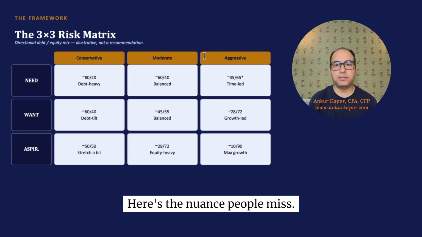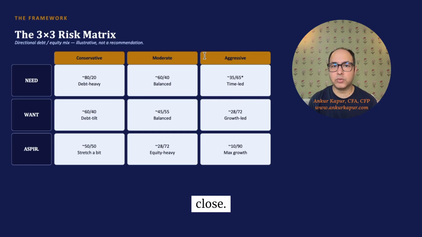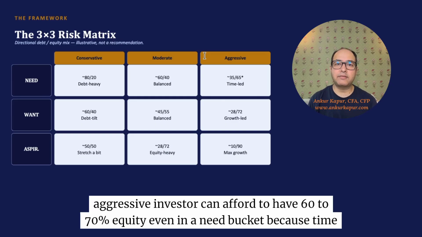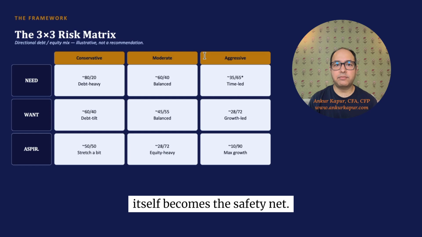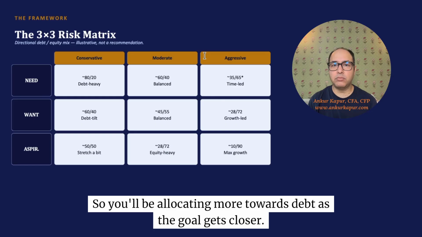Here's the nuance people miss. Even an aggressive investor should not run a need bucket aggressively if the goal is close. But if the need is far away, say retirement, which may be 25 years out, an aggressive investor can afford to have 60 to 70% equity even in a need bucket, because time itself becomes the safety net. The equity portion can include some mid cap, so you'll be allocating more towards debt as the goal gets closer.